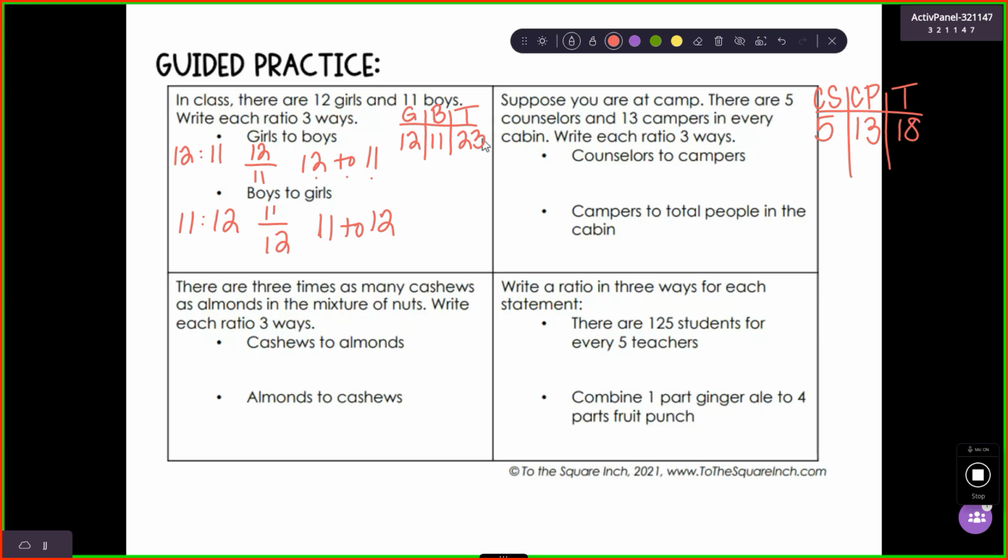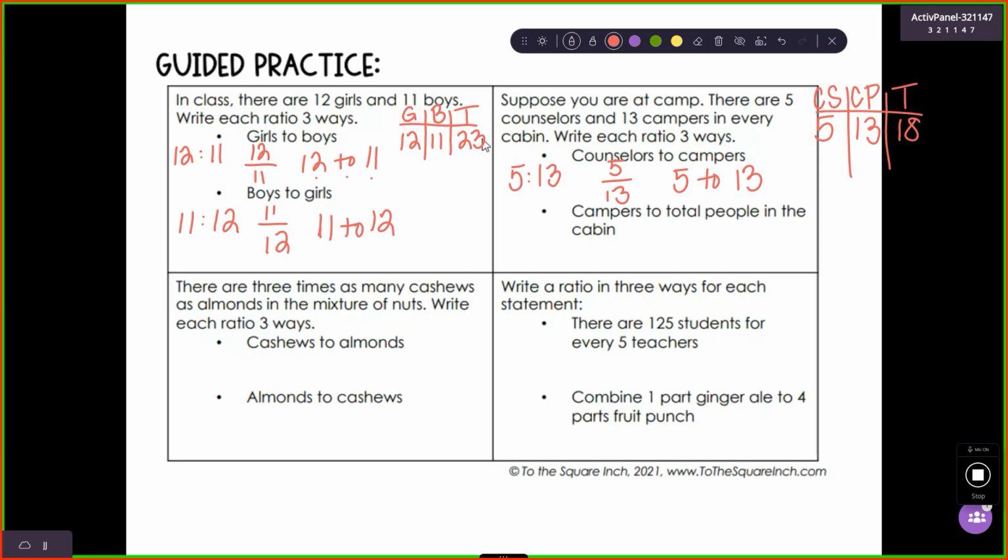Counselors to campers. Counselors to what? Campers. That would be 5 to 13. And then it would be 5 over 13. And then that would be 5 to 13.